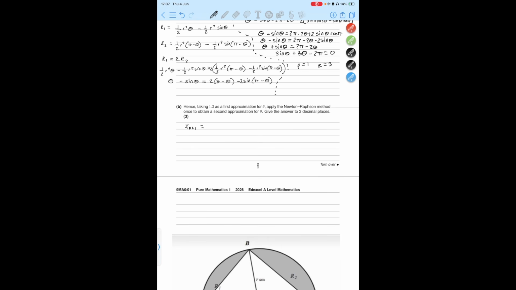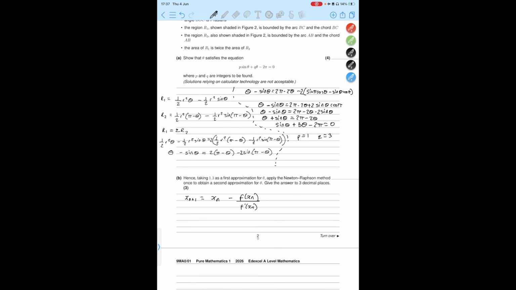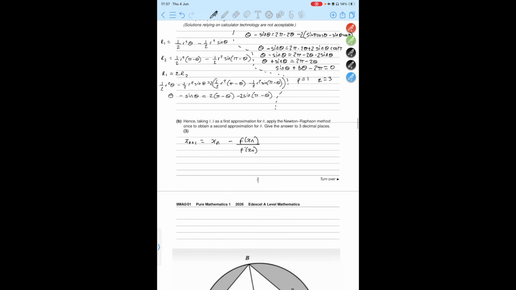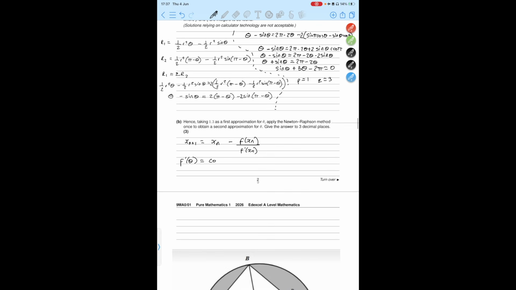I know we don't have x's, it's just for my own understanding, over f dash of x of n. Okay, so let's first of all, we have our function in terms of theta, so let's find the derivative of this now. So we have f of theta is that, so f dash of theta. All I'm going to do now is take the derivative of this function with respect to theta. So that's going to give me cos theta plus 3.